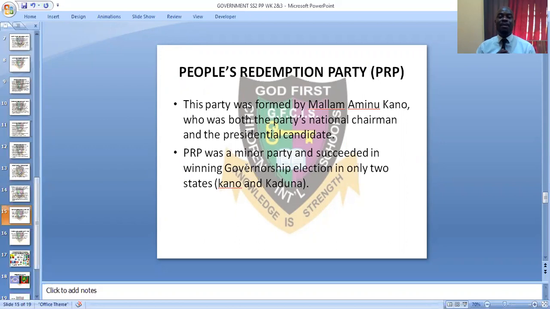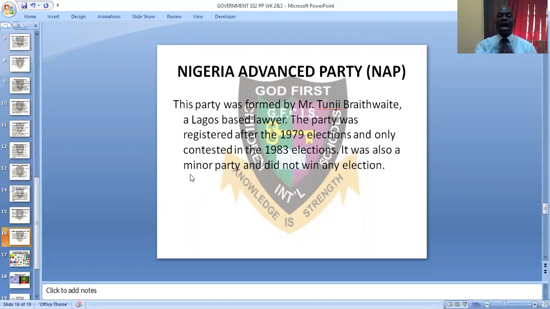And like this man here, Malam Aminu Kano, he formed this party, PRP, People's Redemption Party, and as a result of that, he was the national chairman and also the presidential candidate. Though he couldn't win the presidential election, he was able to win the governorship election in two states, Kano and Kaduna. That happened to be their achievement or contribution.